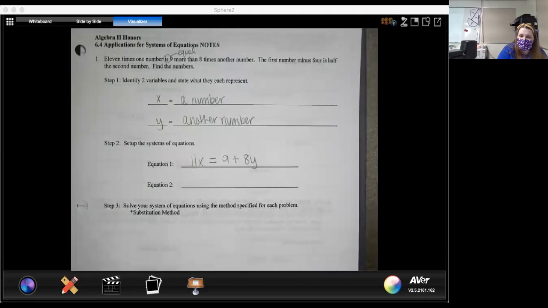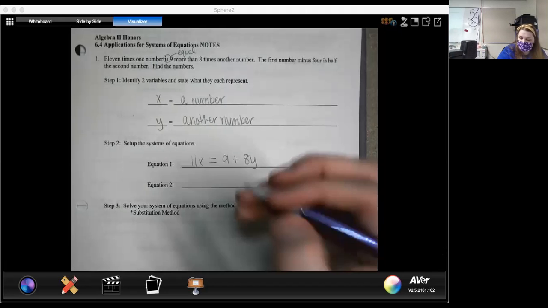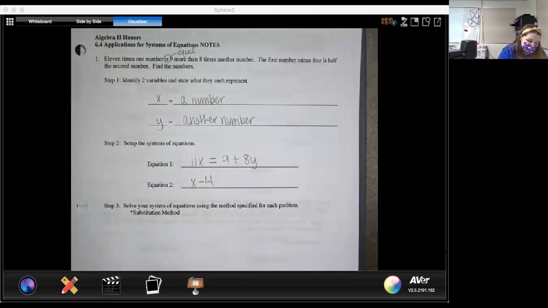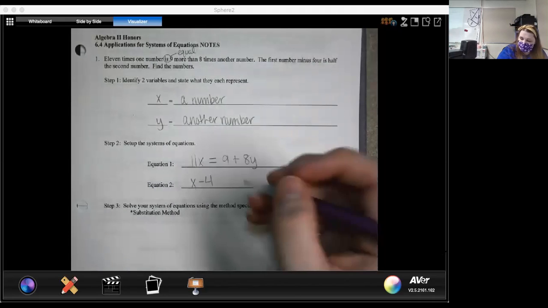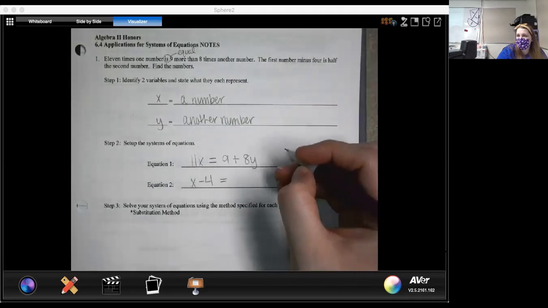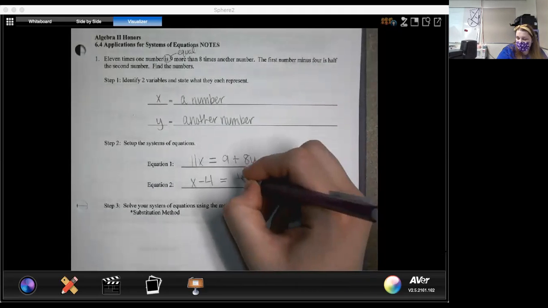Okay, equation number 2. The first number minus 4, how would I say that? The first number minus 4. X minus 4 is half the second number. How would I say that? Is half the second number. Okay, so I could say y divided by 2, or I could also say 1/2 of y, okay?